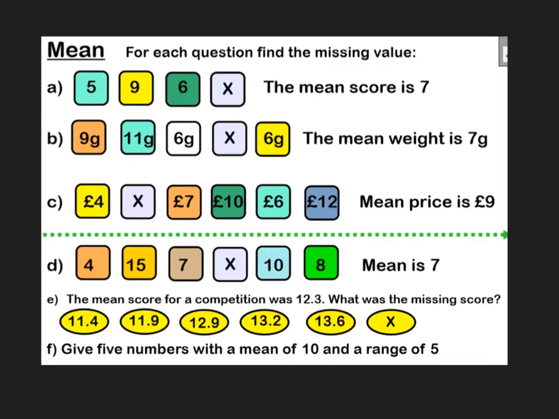So here are the questions. So again, for each question, find the missing value. Most of the time I've signified that with an X. So remember, the mean of these 4 numbers is 7. So you've got to work out what that missing number is. So pause the video. And once you've done these, please make sure you're writing them in your book fully. Once you've done these, unpause the video and I'll go through the answers.